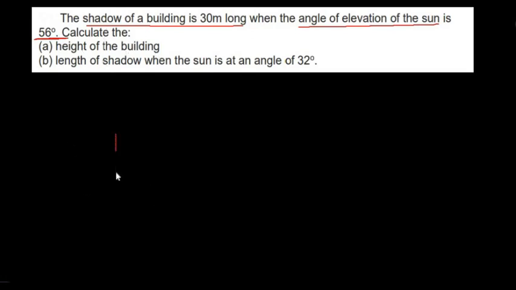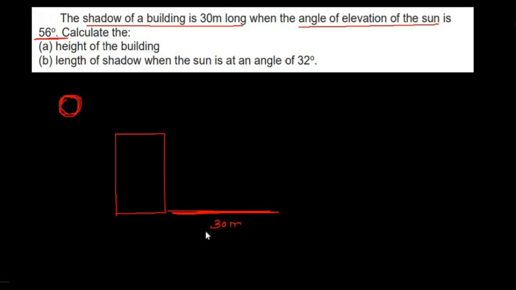Now imagine that there is a building over here and there is a sun at this point. Now when there is sunlight, the building will cast a shadow. This is the shadow. And the length of that shadow is given as 30 meters long. So this is the length of the shadow from this point till this point.